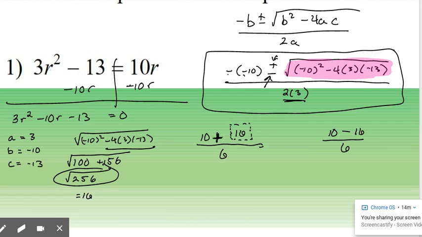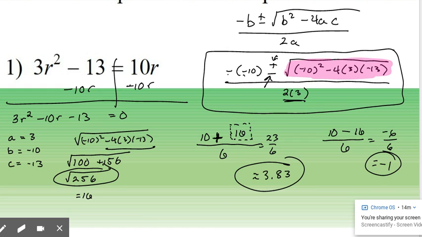10 plus 16 is 26. 26 divided by 6. Remember, we're rounding to the 100th. Is going to be approximately 4.33. 10 minus 16 is negative 6 divided by 6, and that's going to be negative 1. And there's my two solutions I get. Okay.